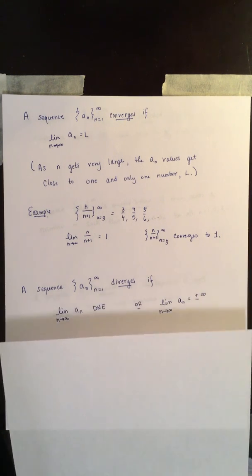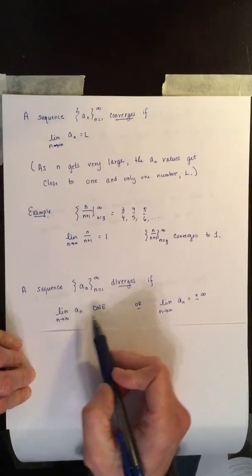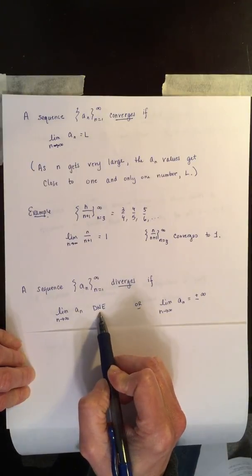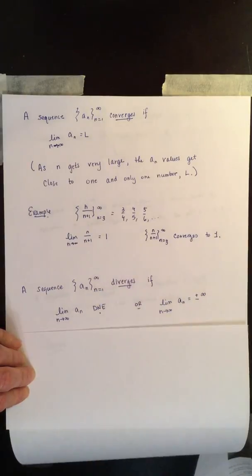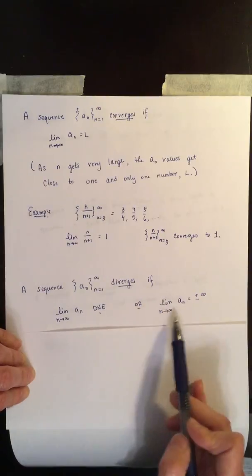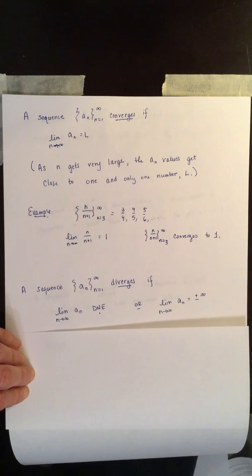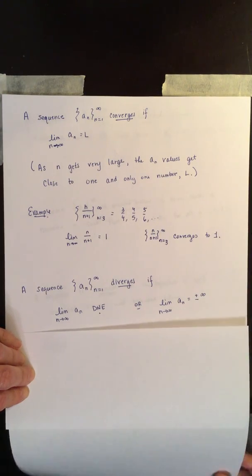Similarly, we can say that a sequence diverges, and if you recall from Math 165, Calculus 1, the limit of a sub n as n goes to infinity would either not exist, so maybe the terms never settle down to one number, maybe they oscillate, or maybe the limit of the terms as n goes to infinity is either positive or negative infinity.